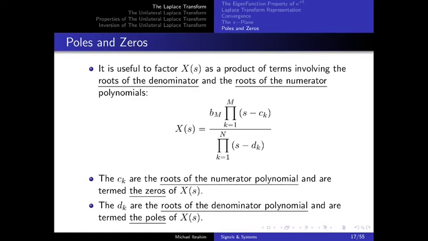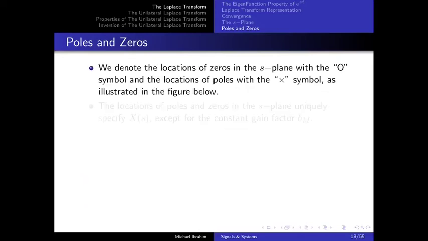So x of s having the form of a rational function, a ratio between two polynomials, we can always express the polynomial in the numerator as a multiplication of first order terms, from which you can get the zeros, and the polynomial in the denominator you can always express as a multiplication of first order terms, from which you can get the poles. And it's very common that we need to find the poles and the zeros of any Laplace transform x of s or h of s.